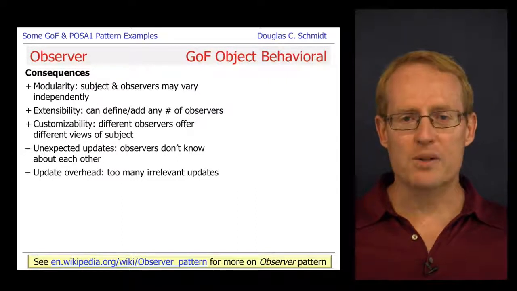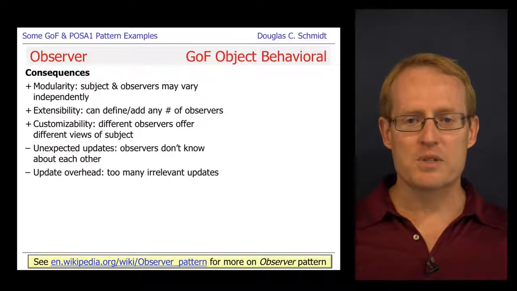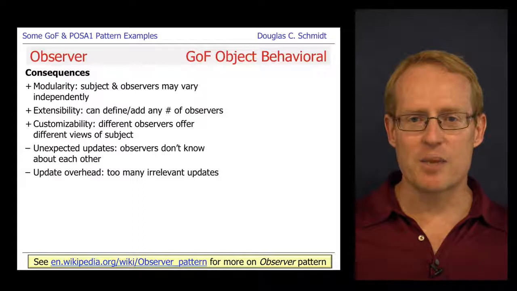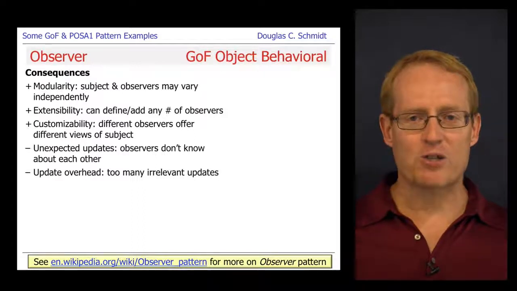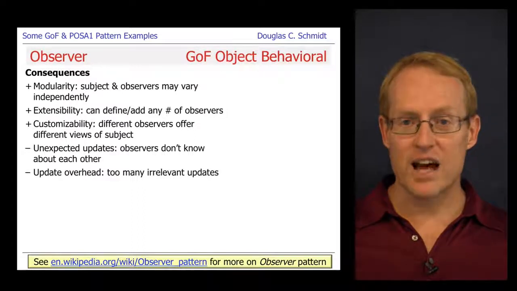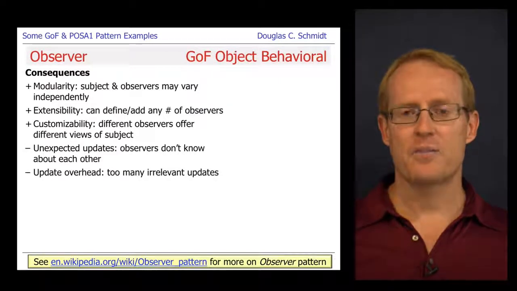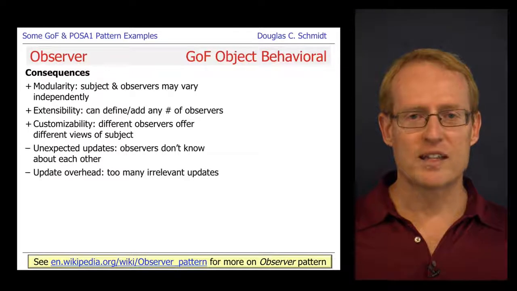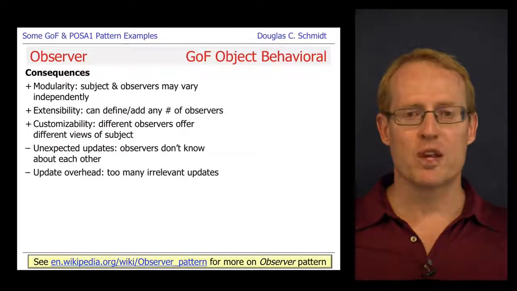There are, of course, some downsides here as well. One of the problems is that observers don't always know about each other, which means that you can end up in situations where a lot of extra communication takes place that might not otherwise be expected, because you have observers that don't know enough to realize that they're redundantly broadcasting information to each other.